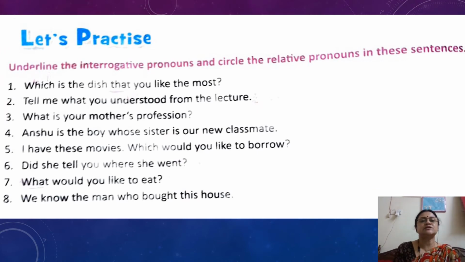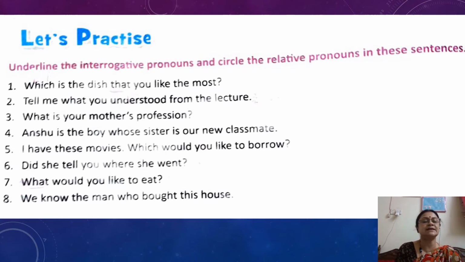Now this practice part we'll be doing. Let me read the question. Underline the interrogative pronouns and circle the relative pronouns in these sentences. Now what is an interrogative pronoun? Interrogative pronouns ask questions and relative pronouns are used to add information about a name or noun which is already mentioned in the sentence.